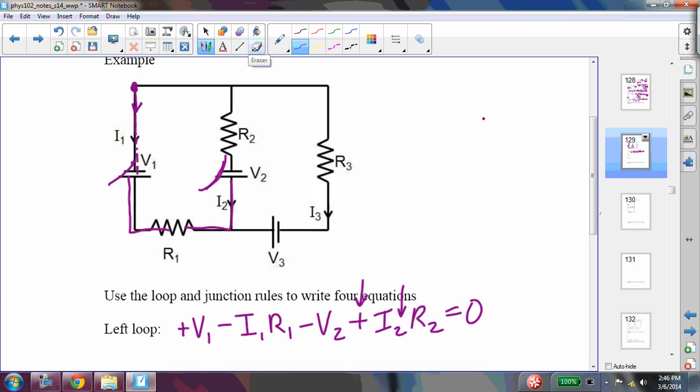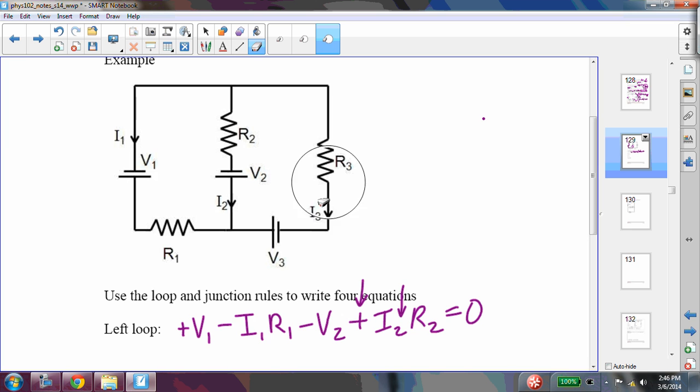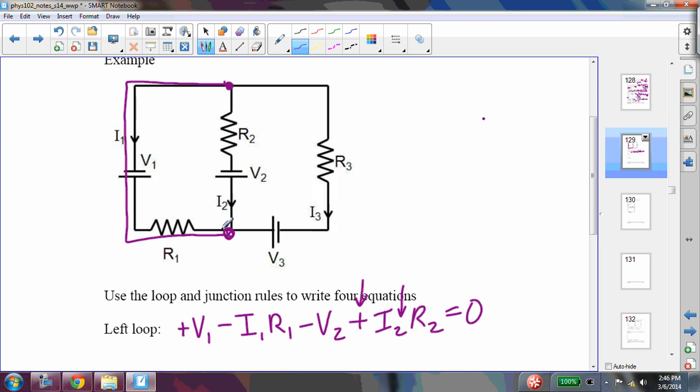Now, we have three separate branches here. There are three separate currents. I1 starts here, goes around, and ceases right there. I1 does not travel past that point. I2 starts here, and I2 stops right there. I2 does not travel past that point. And then I have I3. As you're writing the loop equation and the junction equation, you have to be very careful that you get the correct current labeled, because it'll help you when you actually start to solve the equations.